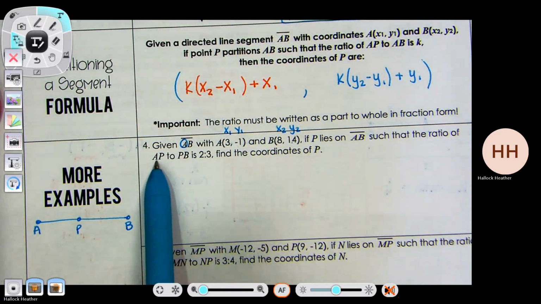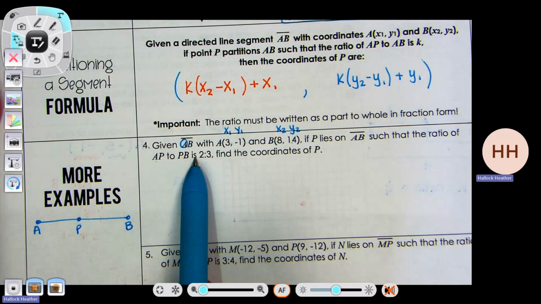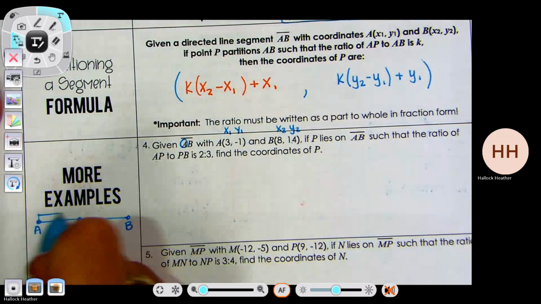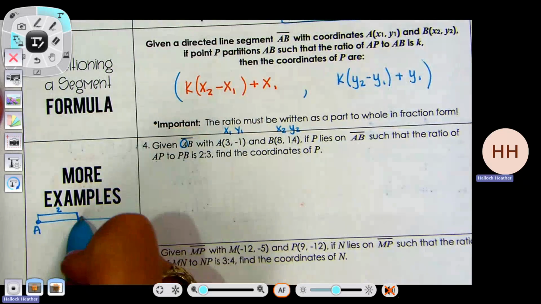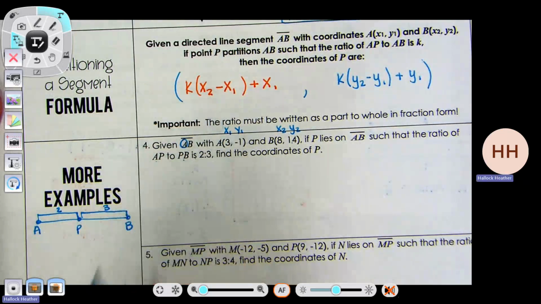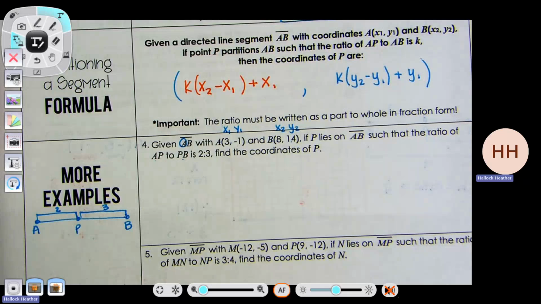AP is 2. PB is 3. Okay, that is part to part.